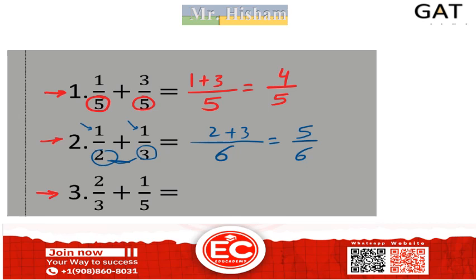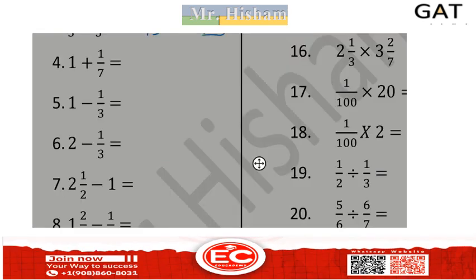For number 3, if I have 2 different numbers in the numerator, all I have to do is multiply 3 by 5, which is equal to 15. And 5 multiplied by 2 equals 10. 3 multiplied by 1 equals 3. So 10 plus 3 equals 13 over 15. It's very easy because 1 plus 1 over 7 is 1 and 1 over 7. That's it. 1 plus a fraction is 1 and that fraction.